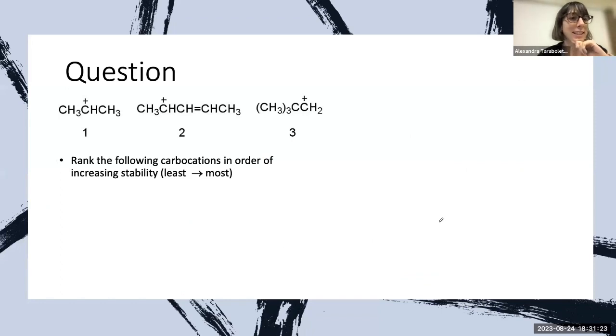All right. So we have some carbocations here. This is a practice problem. I want you guys to rate the carbocations in order of increasing stability, so least stable carbocation to most stable. Can you point out, first of all, the least stable carbocation here? Does anyone have an idea? Least stable.